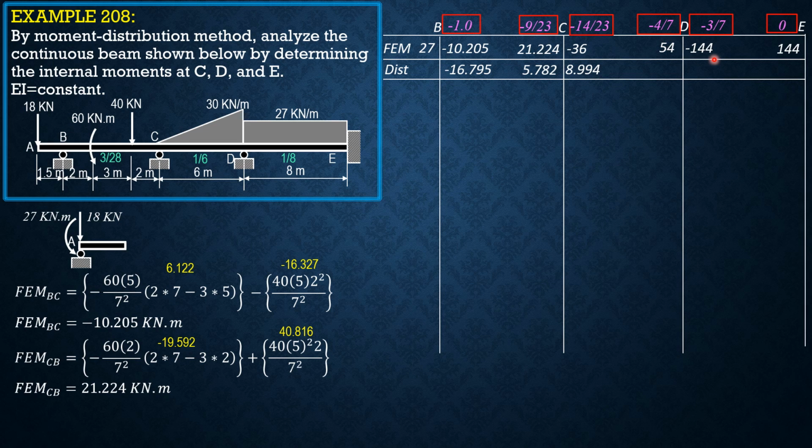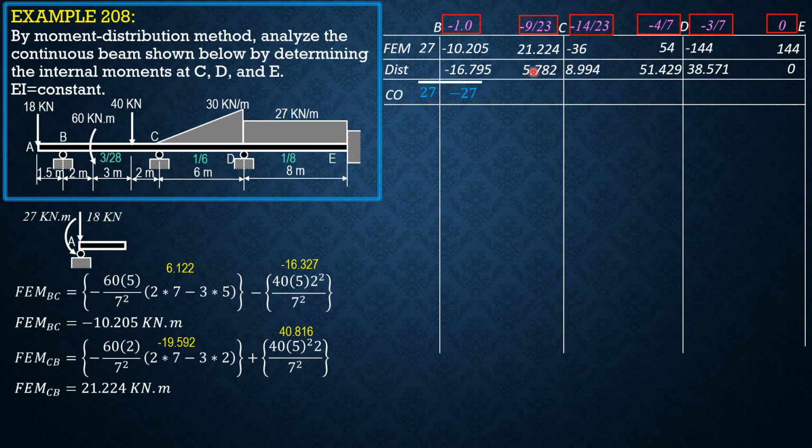Quantity 54 minus 144 times negative 4 over 7, put it here, positive 51.429 times negative 3 over 7. Replace negative 4 by negative 3 in your calculator, 38.571, and of course 144 times 0 is 0. Then carry over, so take note that this is already balanced, so let's lock B finally. Final moment here is 27 and here negative 27.